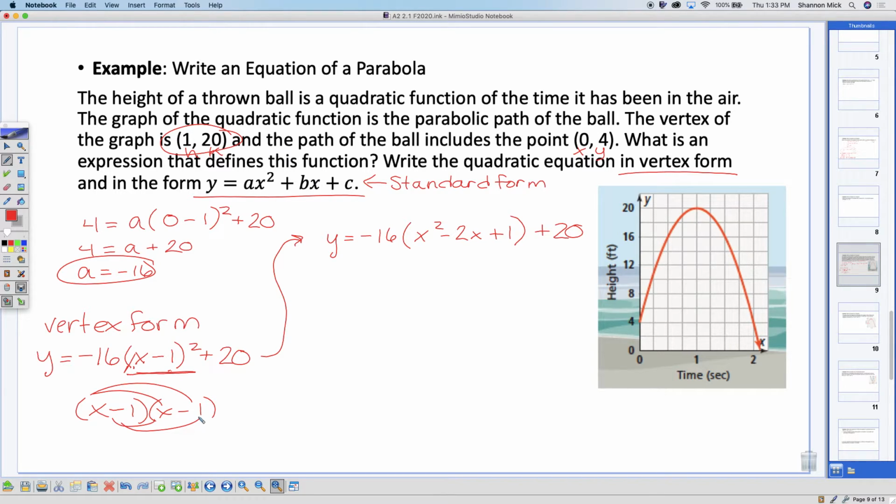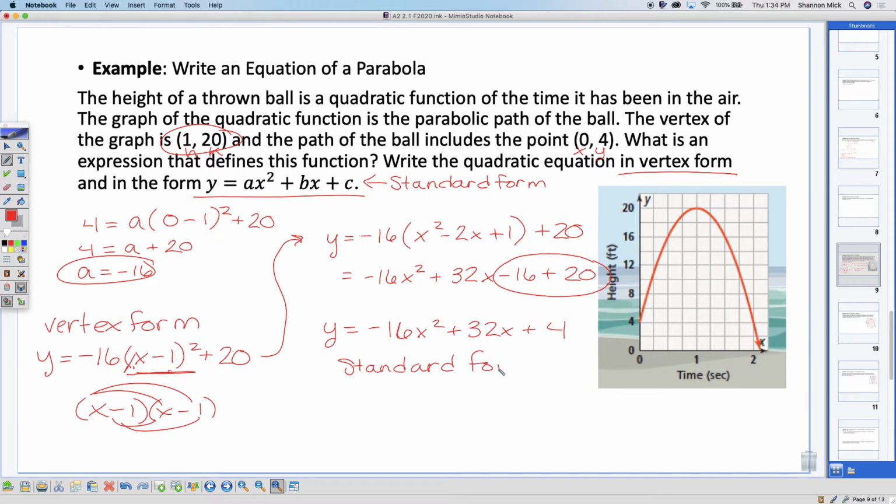Distributive property. Distribute. So negative 16x squared plus 32x minus 16 plus 20. Combine like terms. So negative 16x squared plus 32x plus 4. Yep. And what form is this? Standard form. Now, you're going to do that several times. That's the rest of our examples, basically.